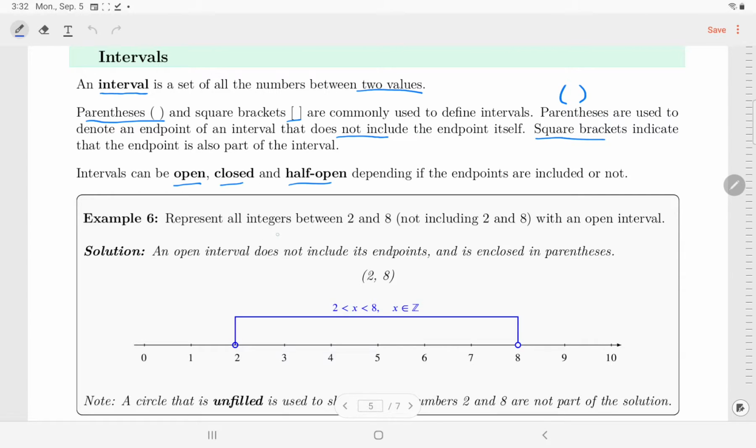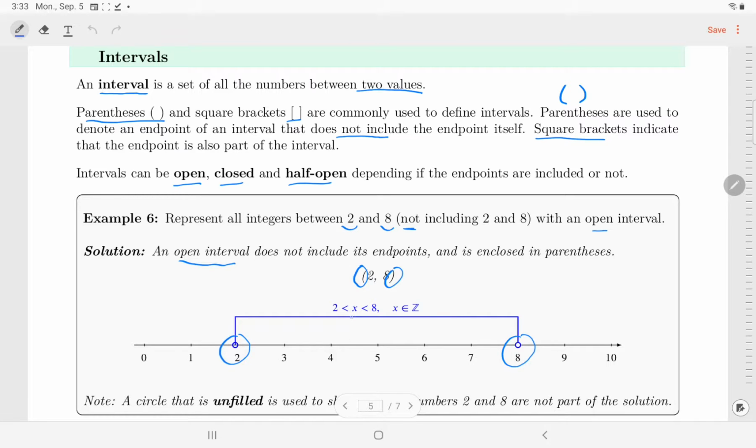Represent all integers between 2 and 8, not including 2 and 8, with an open interval. To show that the endpoints are not included, using the number line, we leave an open circle like this. So that shows that 2 and 8 are not included in the set. To use an open interval, we use regular brackets. That means that neither 2 nor 8 are included in the set.